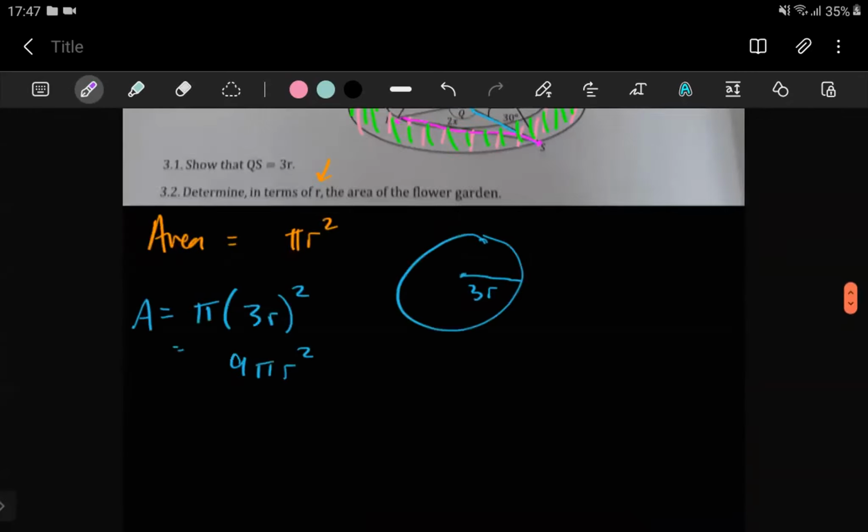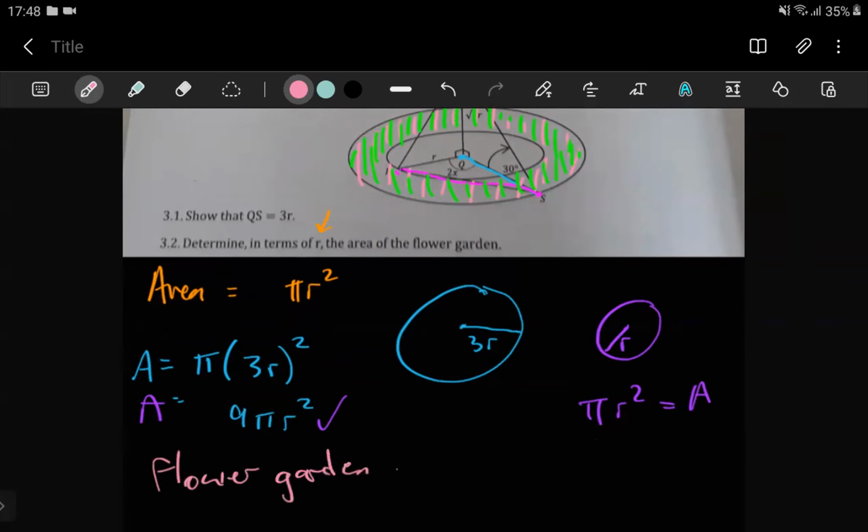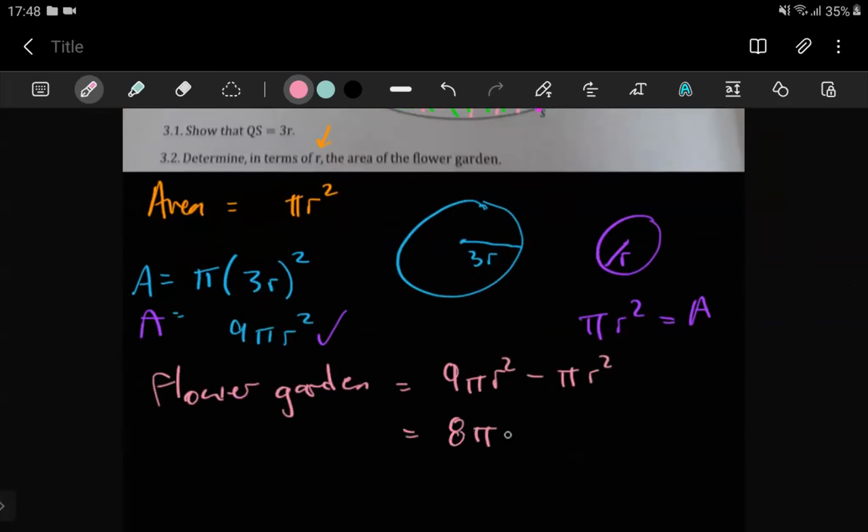For now, we got 9 pi r squared for the big one, fine. Now we can just get the area of the small one. The radius is just r, so the area is just pi r squared. This is the area of the small one, and this is the area of the big one. So the area of the flower garden is going to be equal to 9 pi r squared minus pi r squared, which is going to give us 8 pi r squared. You see?